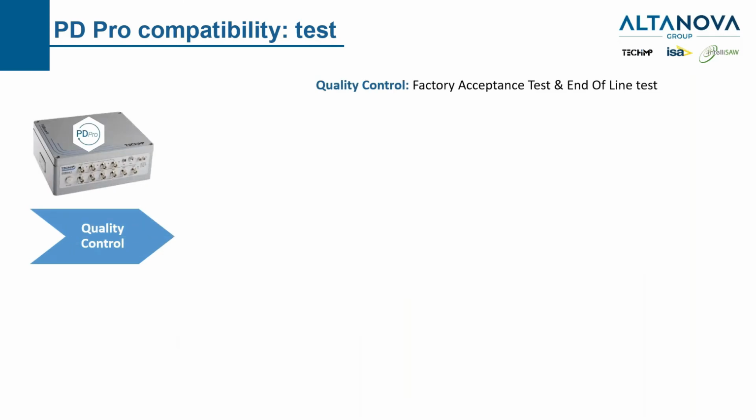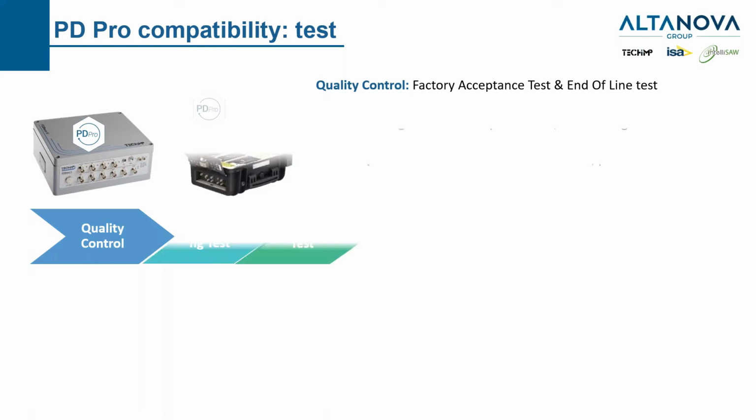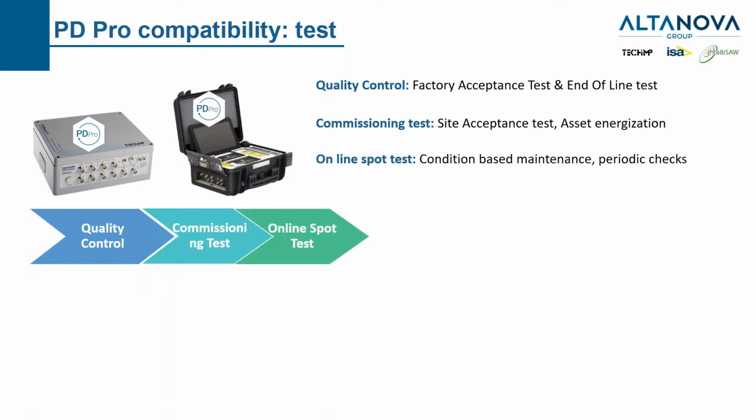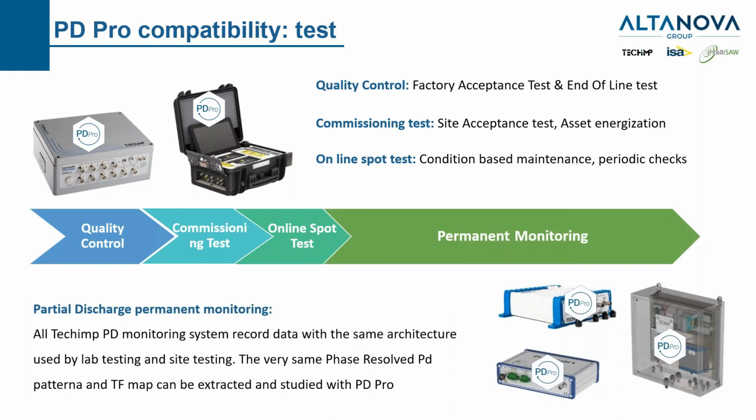Last but not least, another point of view on the PD Pro compatibility. We can use PD Pro in all the different moments of the life of an asset. We can have the data from the quality control, the data from the commissioning test or from online spot testing performed with the PD check family equipment. And we can also include in the PD Pro the data from the permanent monitoring. It's an all-in-one software that is able to acquire all the different data that can be created during the lifetime of an asset.